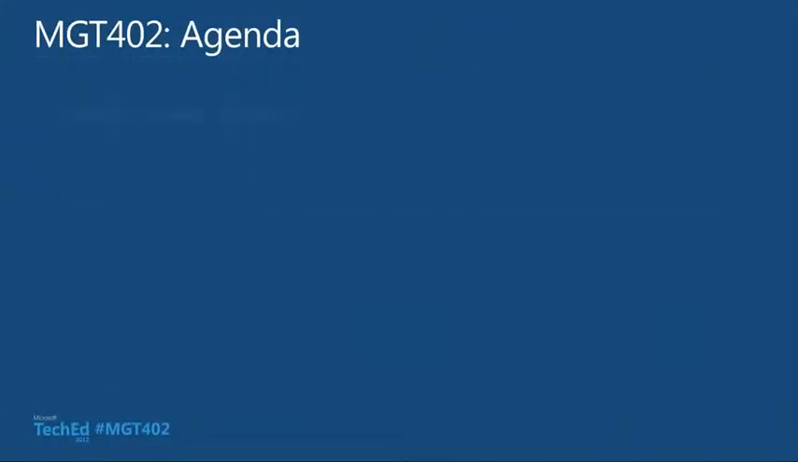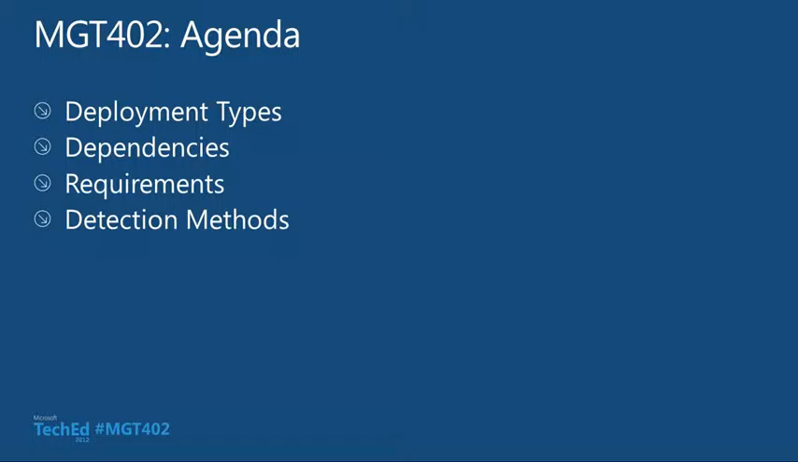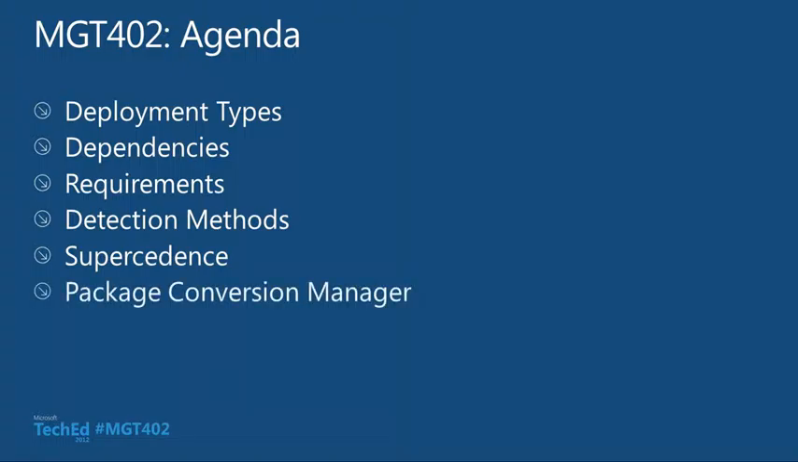We're going to go straight into deployment types. Deployment types is where a lot of the magic occurs, especially around things like dependencies, requirements, and the detection methods which are used for each and every type. We'll also take a look at supersedence. When a new version of an application comes on board, how do you get that to override another one, and what are your options? We'll take a quick look at the package conversion manager.